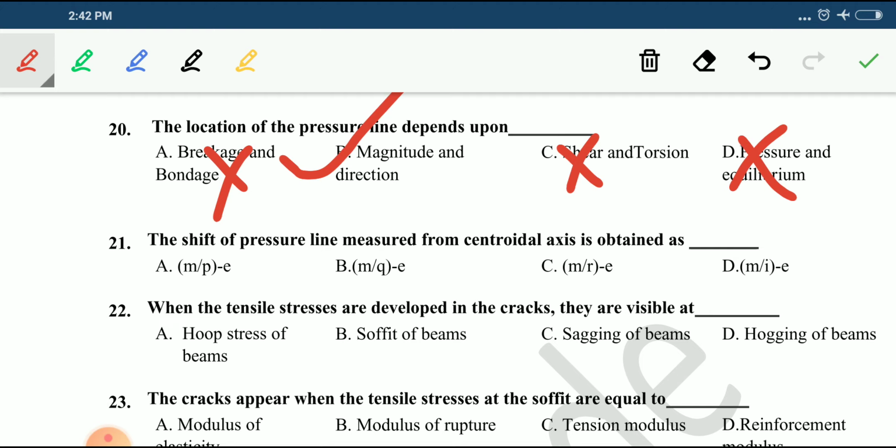Next, the shift of pressure line measured from the centroidal axis is obtained by the simple one. The answer for this one will be M by P minus e. This is the correct answer. A is the correct answer for this question.